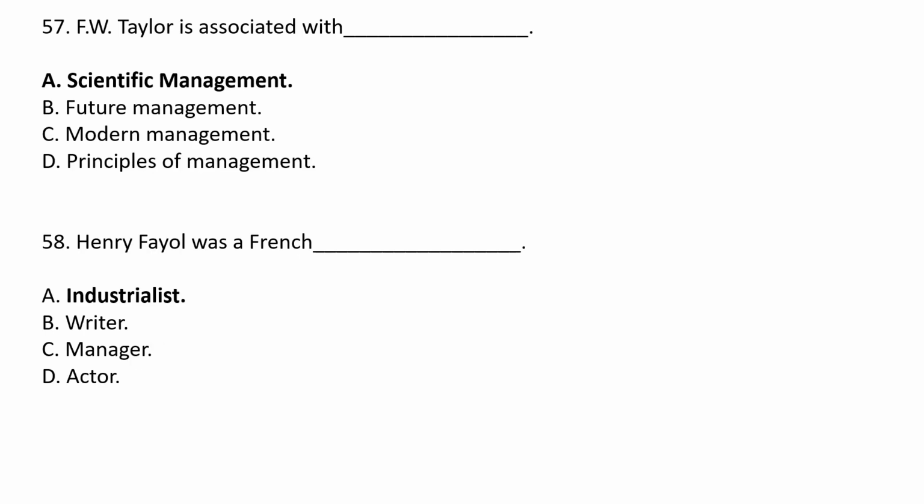F.W. Taylor is associated with Option A scientific management, Option B future management, Option C modern management, Option D principles of management. The correct answer is Option A scientific management. Henri Fayol was a French dash. Option A industrialist, Option B writer, Option C manager, Option D actor. The correct answer is Option A industrialist. Henri Fayol was a French industrialist.